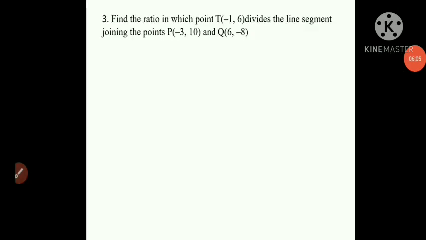Now we'll move to main question number 3. Here you have to find the ratio. Find the ratio in which point T, which is given as minus 1 comma 6, divides the line segment joining the points P and Q. P is given minus 3 comma 10 and Q is given 6 comma minus 8.